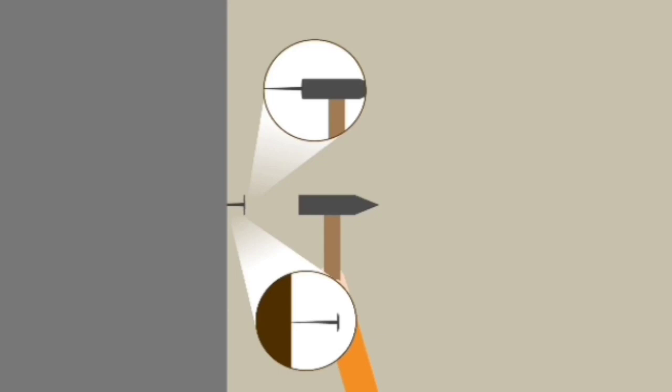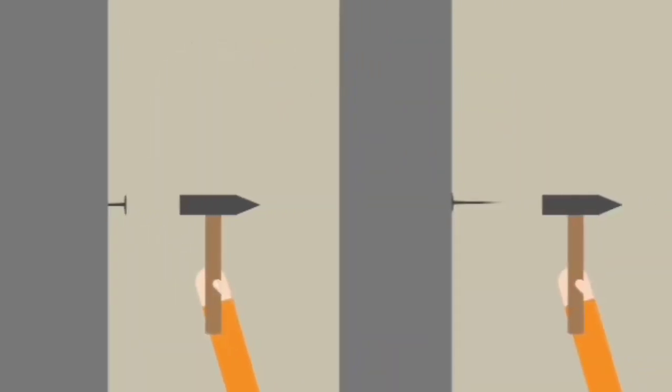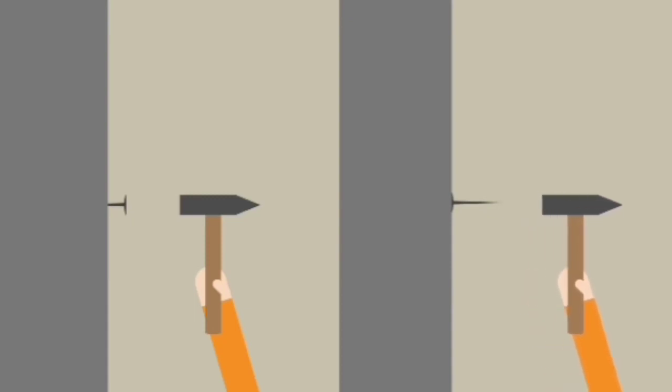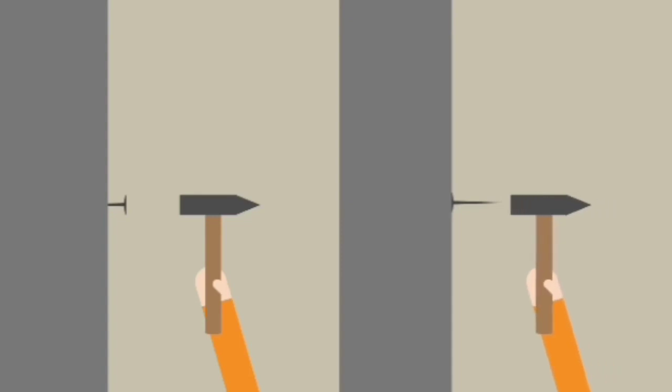Now let me ask you a question. What will happen if you hammer the pointed side and try to pierce the flat side of the nail? You will find it difficult to push the flat face of the nail through the wall even if you apply more force than the first case. Then what is the reason for this?